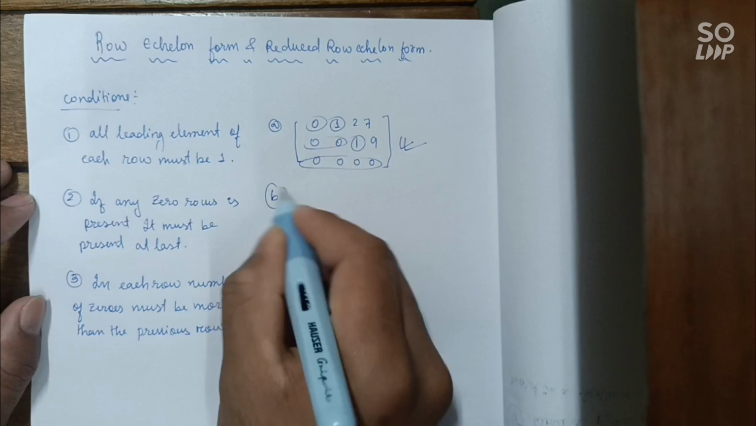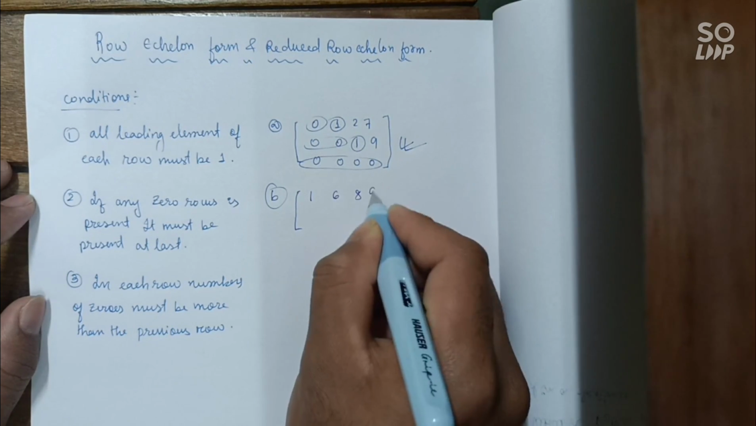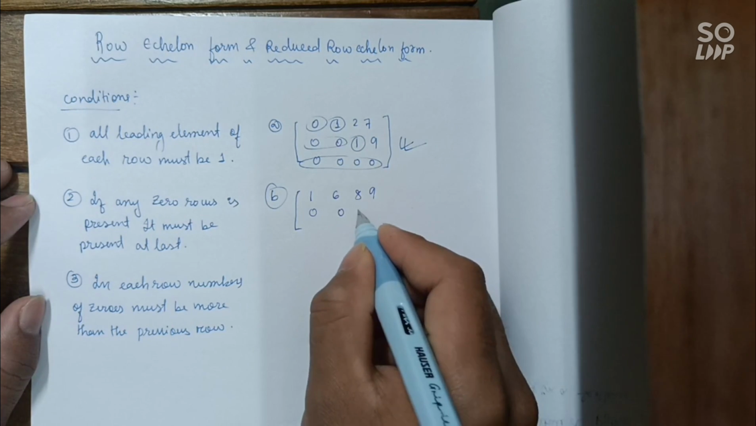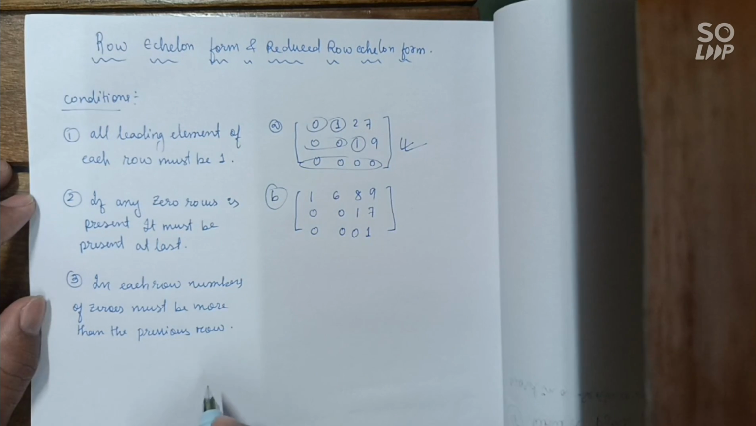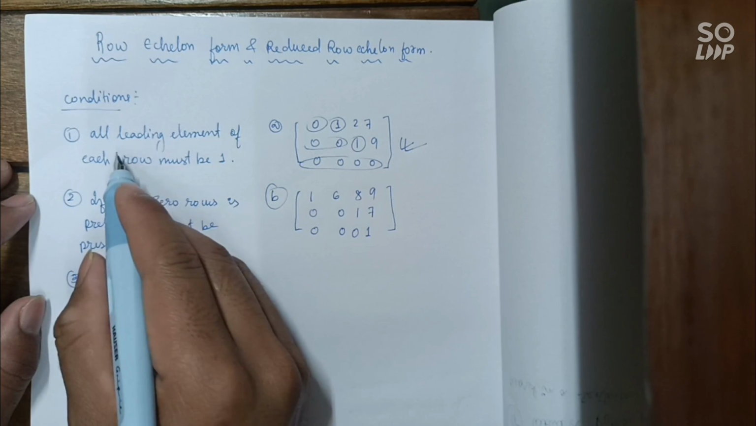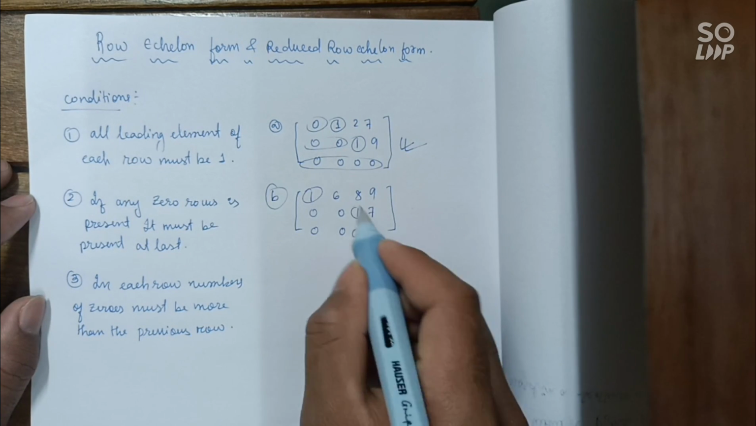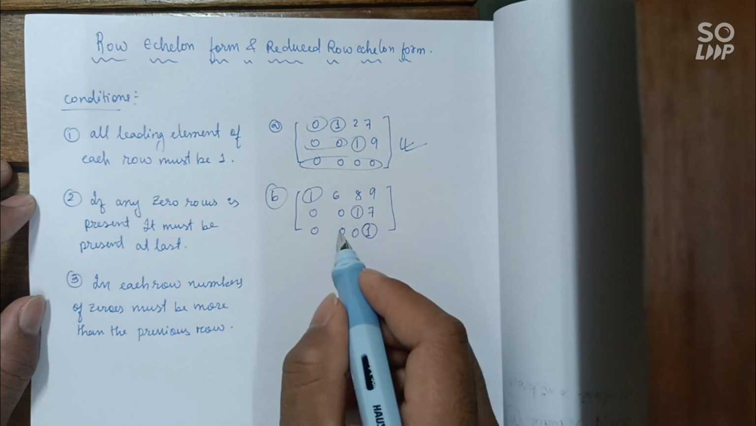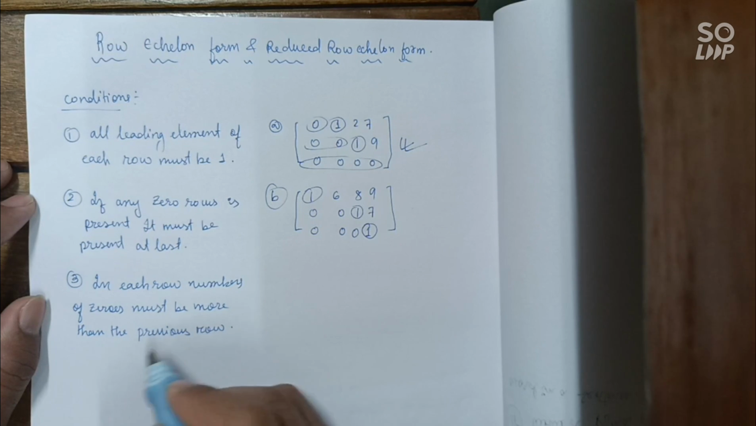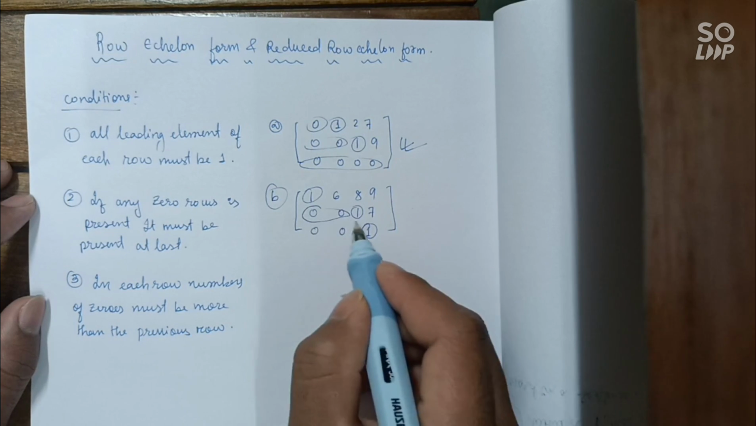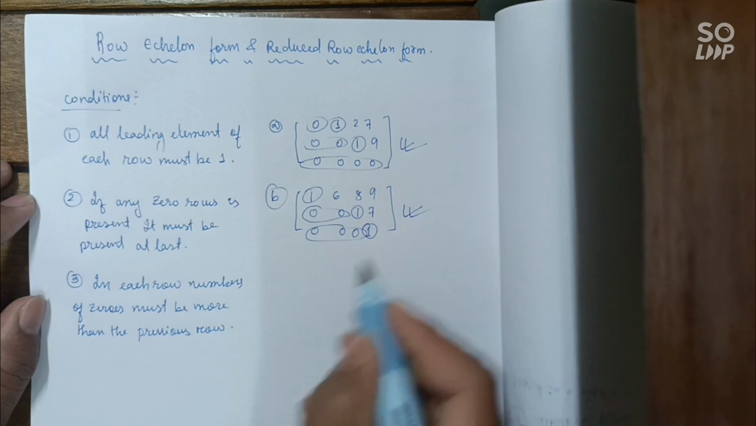Let's go to example B. Let's take a matrix here, say 1, 6, 8, 9, 0, 0, 1, 7, and then 0, 0, 0, 1. Let's check for this one. Condition number 1, all leading elements of each row must be 1. Let's check for leading elements here. It's 1, and here's also 1, and here also 1. Can we see a 0 row here? No. So let's check condition 3, in each row the number of zeros must be more than the previous row. So here the number of zeros is increasing. First it's 2, then here it's 3. So we can say that this is in row echelon form.